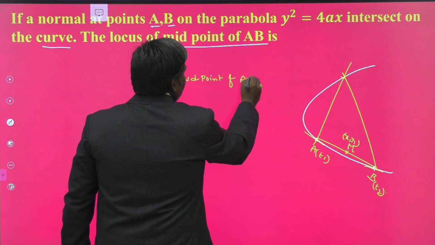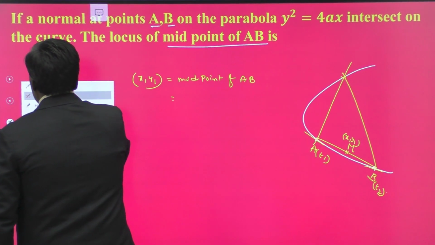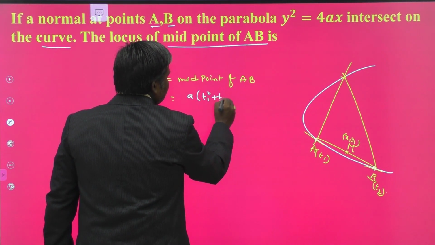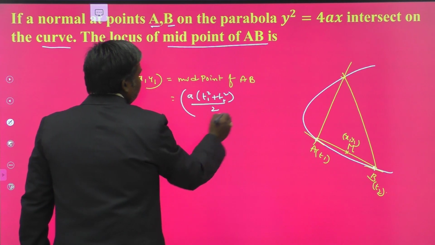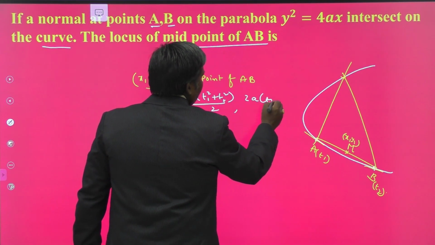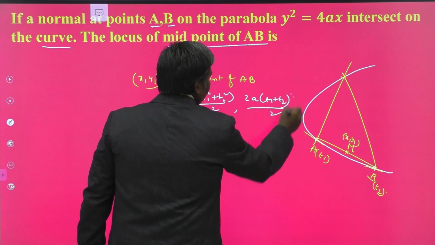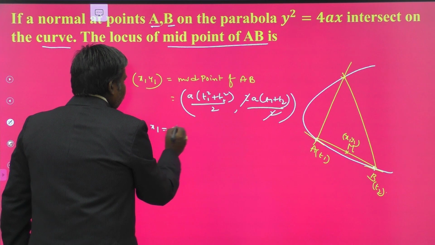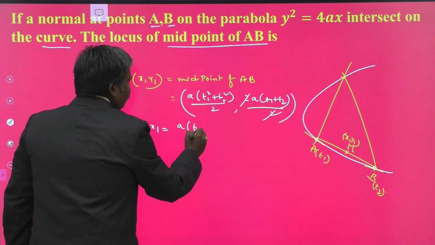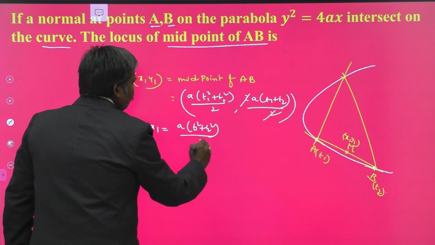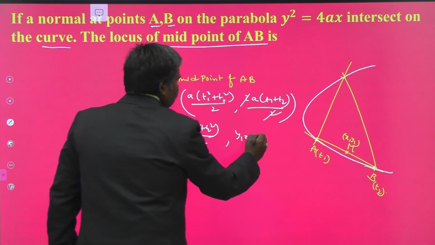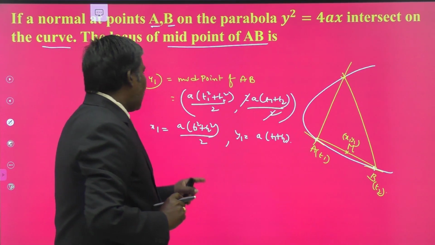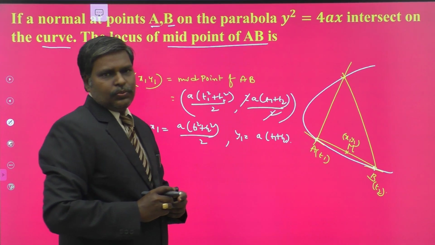Midpoint of AB is equal to, what is that? (A T1 square plus T2 square by 2, 2A into T1 plus T2 by 2). 2 gets cancelled here. So what is x1? x1 is A times of T1 square plus T2 square by 2. What is your y1? A times of T1 plus T2. We have to eliminate T1 and T2.